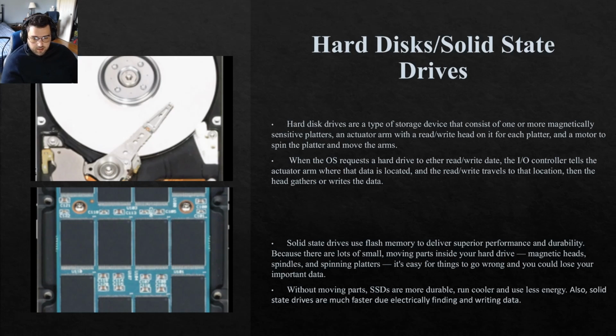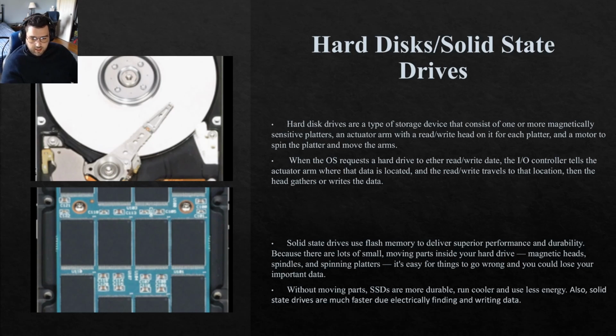When an operating system requests a hard drive to either read or write data, the IO controller tells the actuator arm where that data is located on the platter, and the arm then needs to travel to that location before the head can gather or write some data to that location. This often leads to a higher seek time, which means that your operating system will feel slower if you do not use an algorithm which tries to reduce the seek time in hard drives.